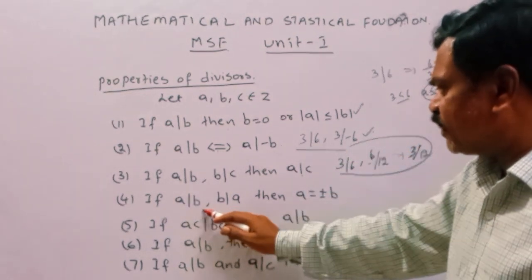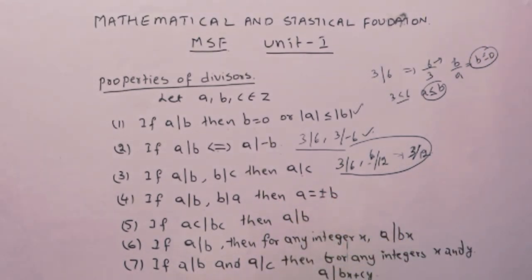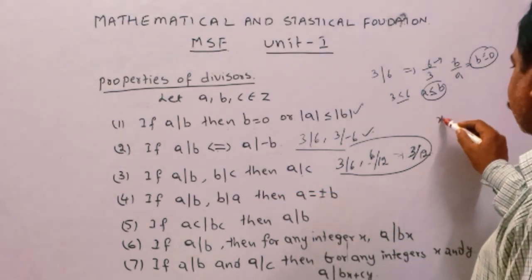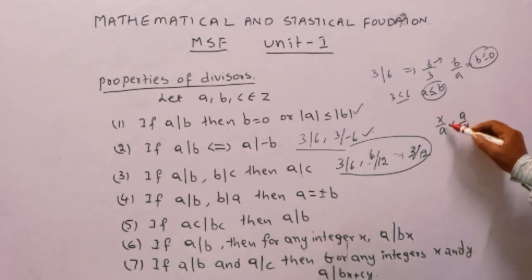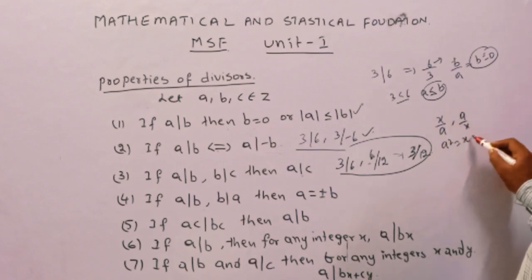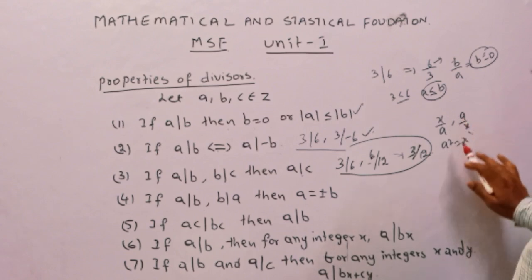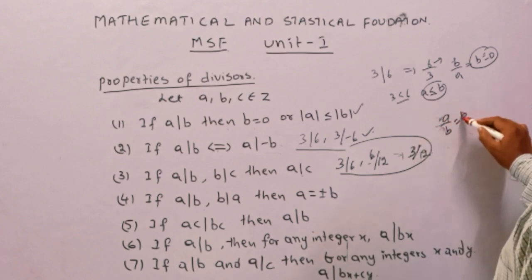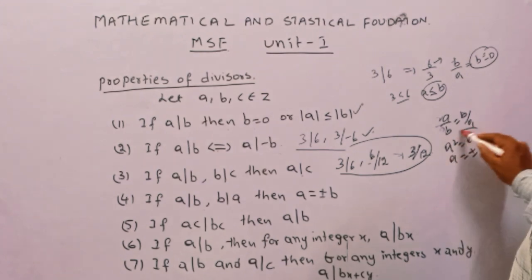If a divides b and b divides a, then a is equal to plus or minus b. Here a divides b and b divides a, so a over b is equal to b over a. Then a square is equal to b square, so a is equal to plus or minus b.